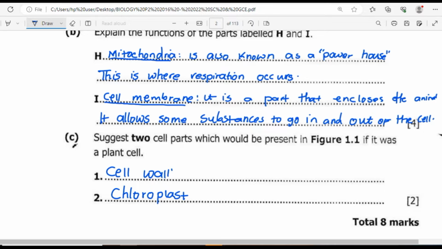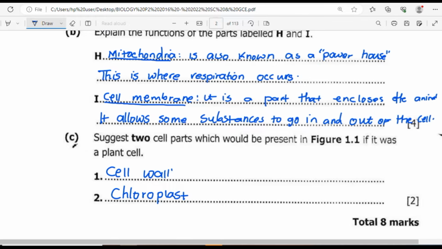Now the cell wall, in terms of the function, the cell wall protects whatever is inside the cell. Then it also gives the regular shape of the plant cell. Then the chloroplast is just the site where the process of photosynthesis occurs, and photosynthesis is the process by which plants manufacture their own food.